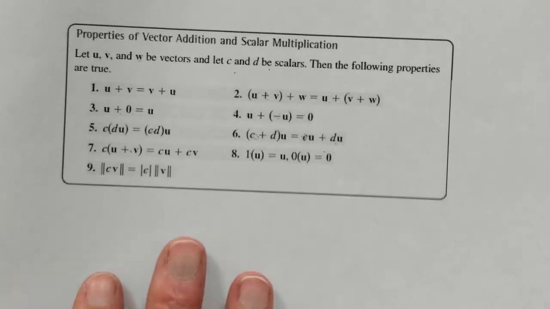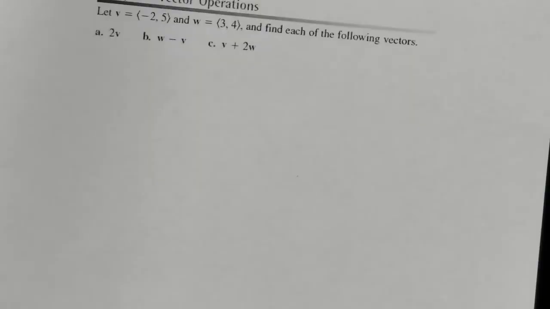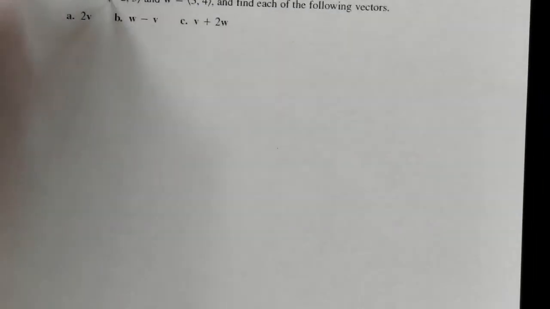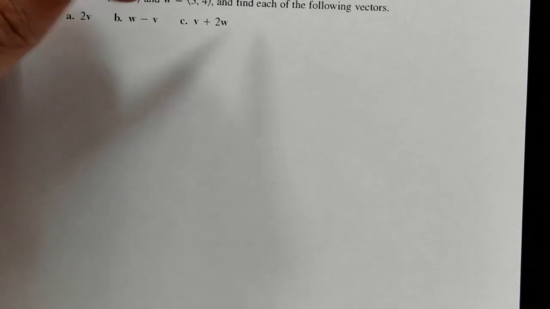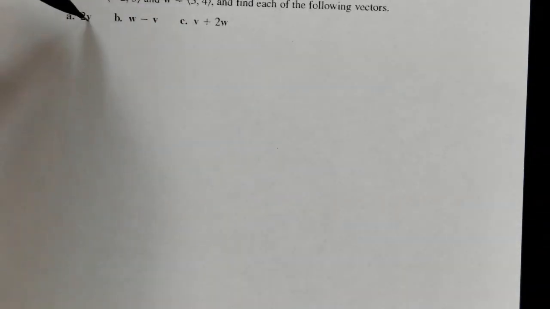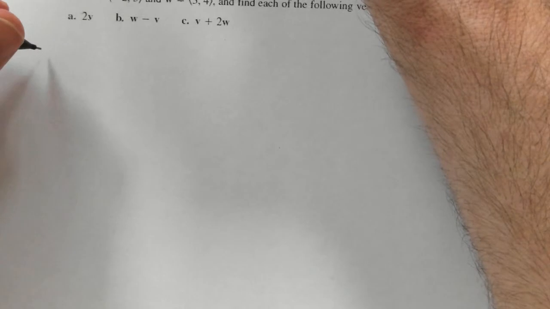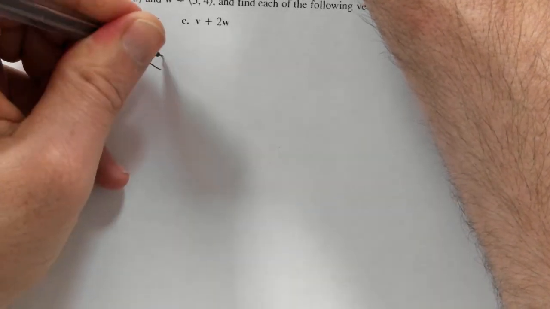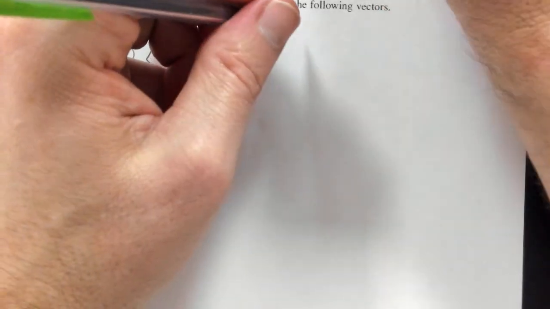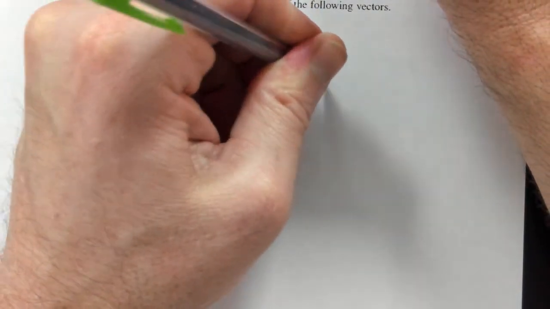What are the types of problems we're going to be doing? There'll be problems like this. We have two vectors defined for us, and we want to find the following vectors. First, 2v. If I wanted to find the vector for 2v, I could just take that scalar 2, by the definition, and multiply it times the component -2, 5. And that would be the resultant vector of -4, 10.